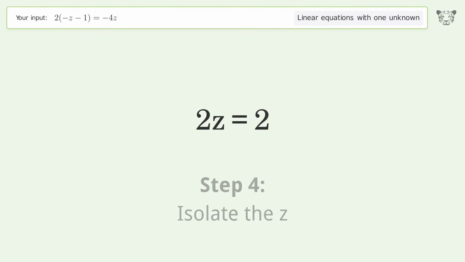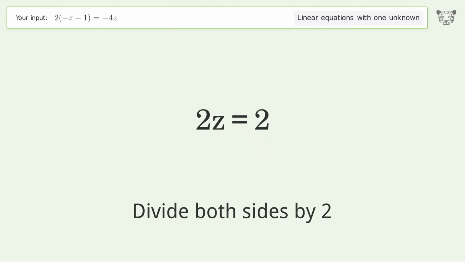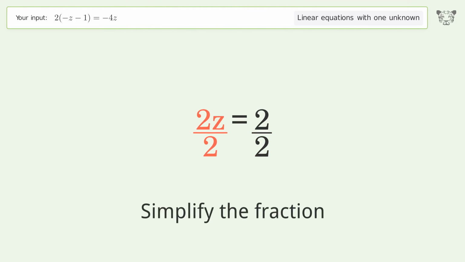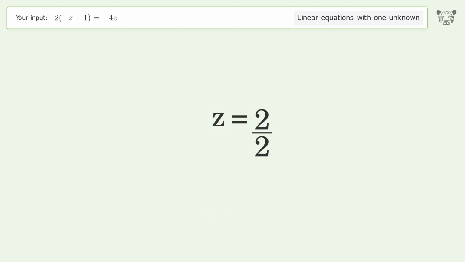Isolate the z. Divide both sides by 2. Simplify the fraction. And so the final result is z equals 1.